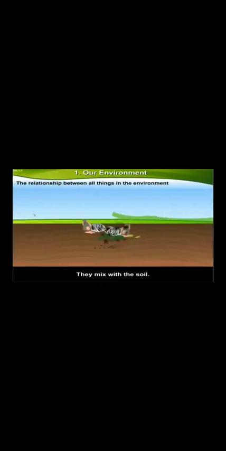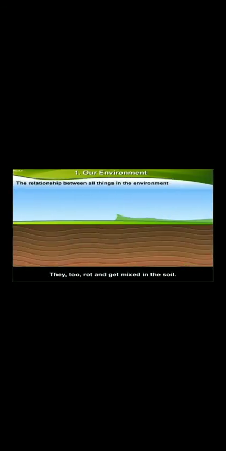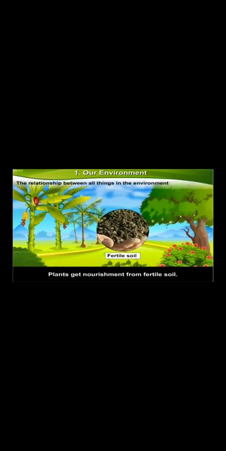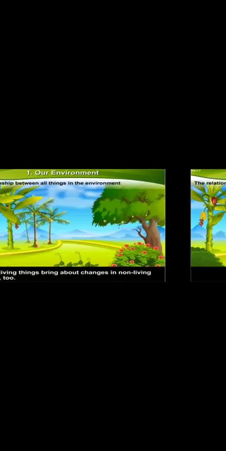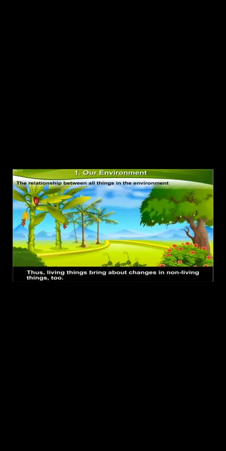Remains of dead animals decay. They mix with the soil. Leaves fall off trees. They too rot and get mixed in the soil. This makes the soil fertile. Plants get nourished from fertile soil. Thus, living things bring about changes in non-living things too.